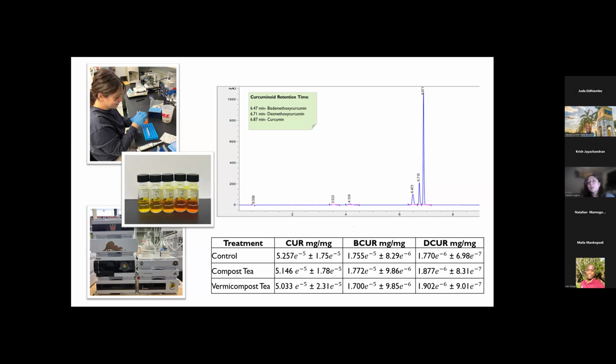A lack of chemical differences could also be attributed to the crop variety, or the variety that I chose to grow for this experiment. Turmeric rhizome seeds used for this experiment, as I mentioned before, were clones of each other. So in turn, this could reduce the genetic variability and also the chemical variability within the experiment.